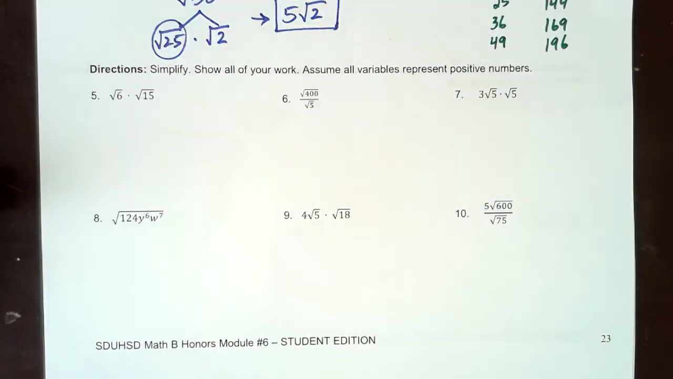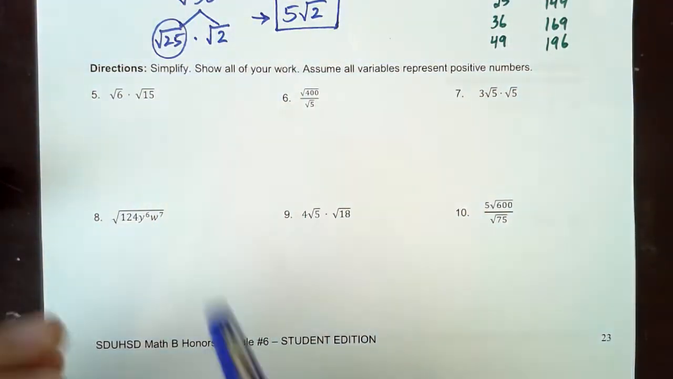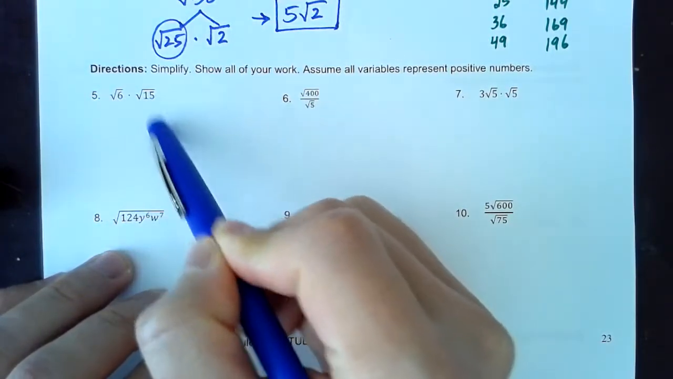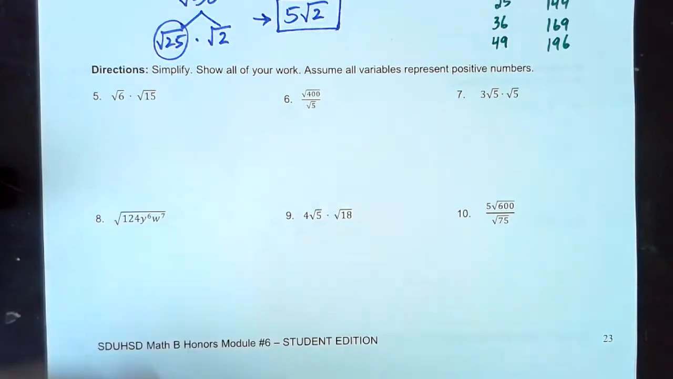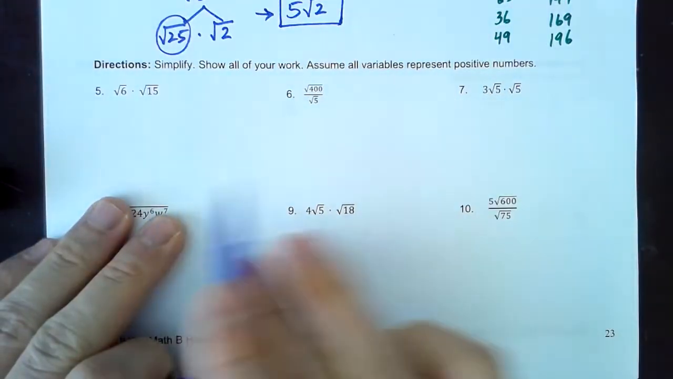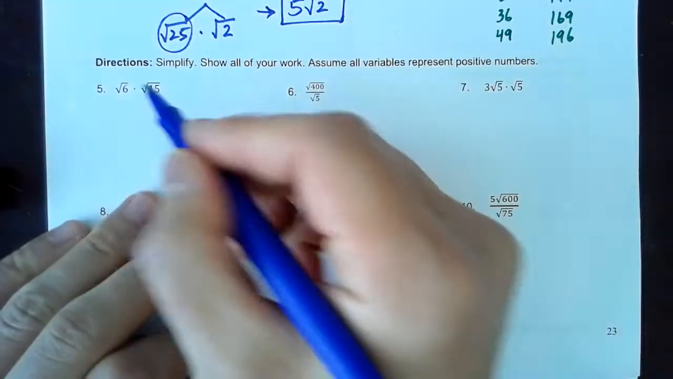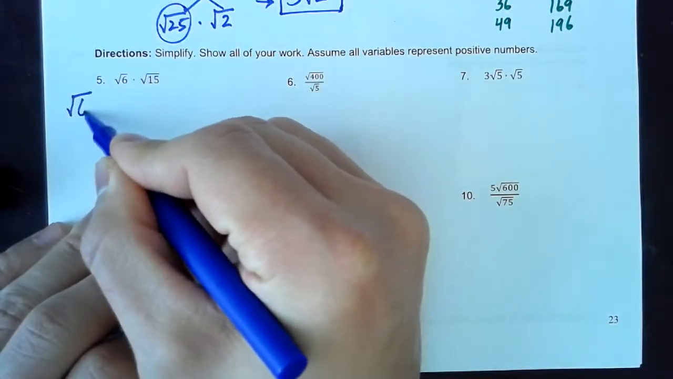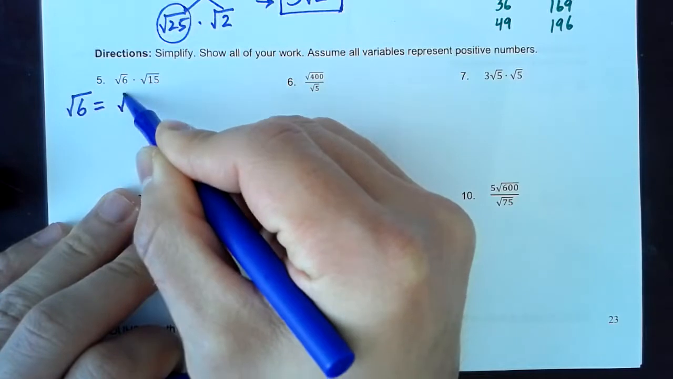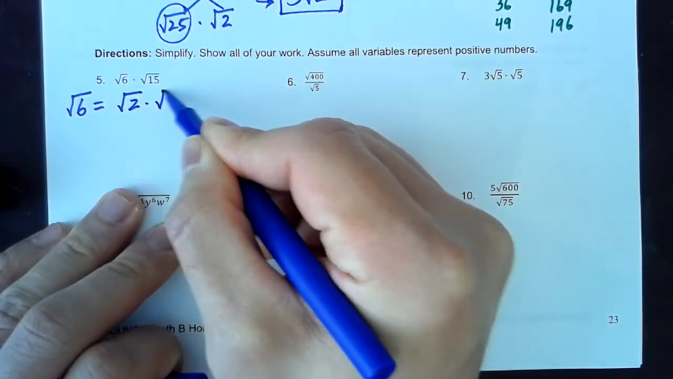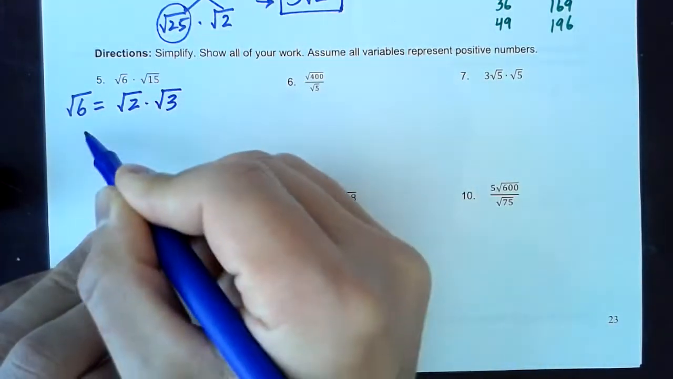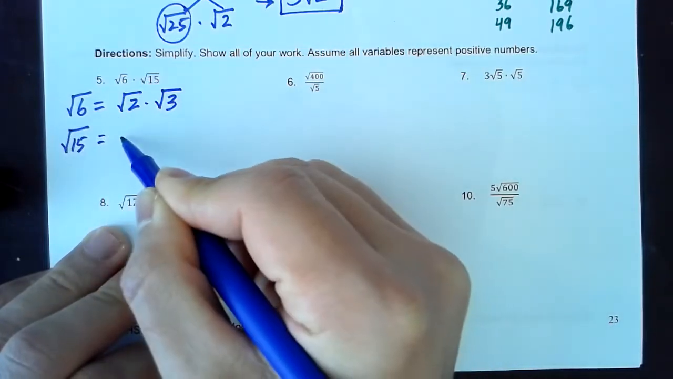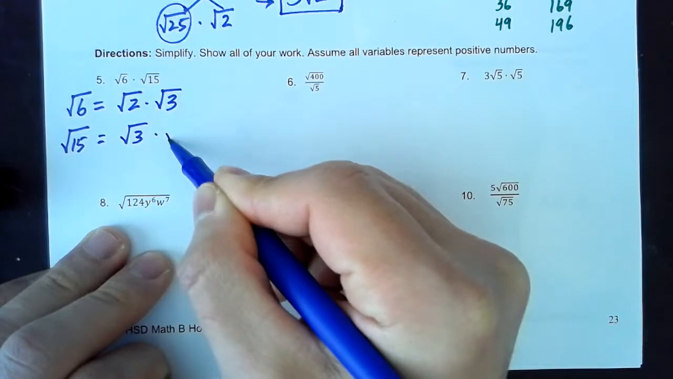Again, there are multiple strategies. You could be splitting this into its prime factorization and circling the pairs. I'm going to go ahead and do that for the first one. But eventually, I hope we can start to see patterns where we don't actually have to do that, right? So I'm going to show that the square root of 6 is the square root of 2 times the square root of 3. And I know the square root of 15 is simply the square root of 3 times the square root of 5.